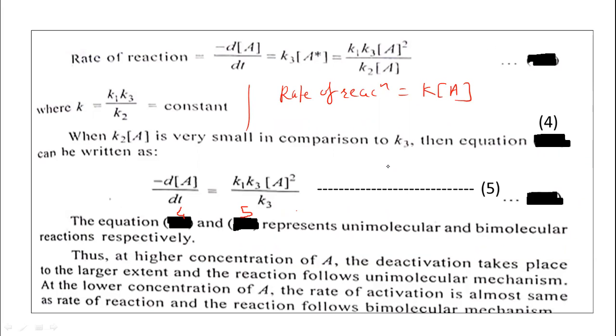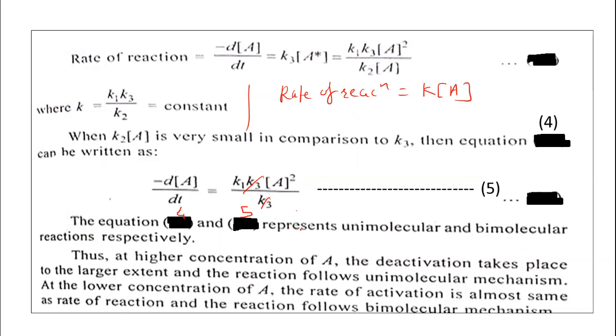So how can we write the rate equation now? The rate of reaction is equal to, okay, K2 into A is very small in that case, so that will be neglected from that equation. So at the denominator, only K3 is remaining. Okay, so K3 gets cancelled. So we can write the equation for the rate of the reaction: it is K1 into A square, meaning bimolecular.